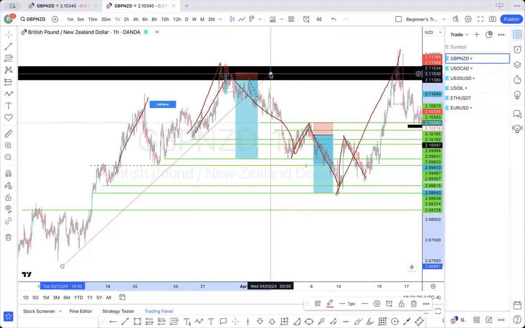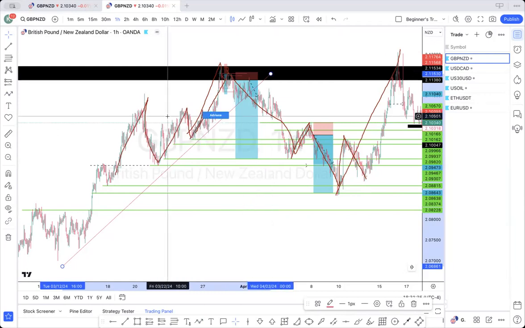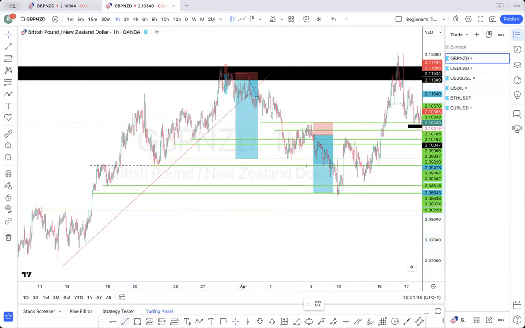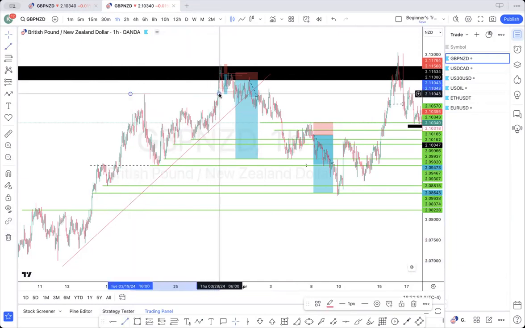My last major swing. Keep going, keep going. Okay, you're real hot. Okay, erase. Hit clear or the trash can to clear everything off. Okay, so this was your swing high, right here, right?